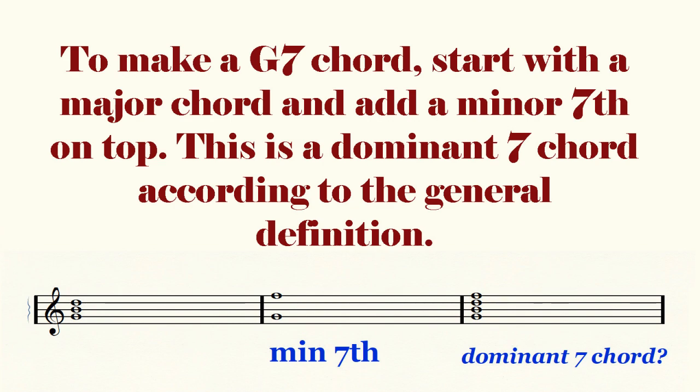A dominant seventh chord is a major chord with a minor 7 on top. For those of you who don't like traditional interval names, a minor 7 is 2 halftones short, or you can call it a dominant 7 interval.